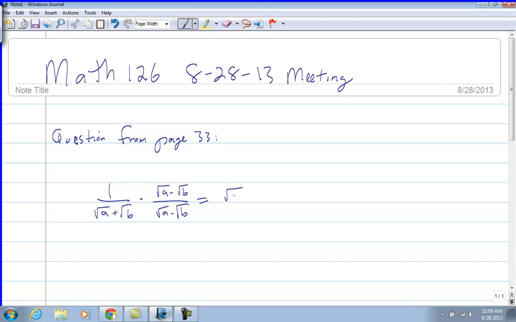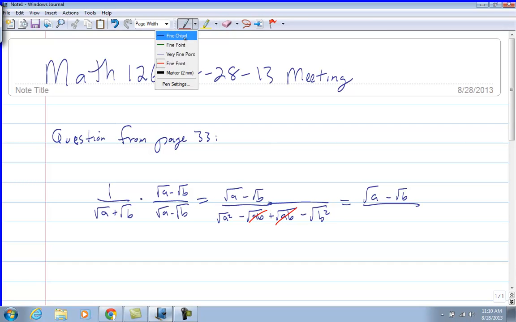And the numerator becomes square root of a minus the square root of b, but the denominator, you end up with square root of a times square root of a. So that's square root of a squared. Square root of a times negative square root of b, so negative square root of ab. Square root of b times square root of a, so positive square root of ab. Square root of b times negative square root of b, so negative square root of b squared. So the numerator is still square root of a minus the square root of b, and the denominator, notice it's negative square root of ab plus square root of ab, so those are going to subtract out.